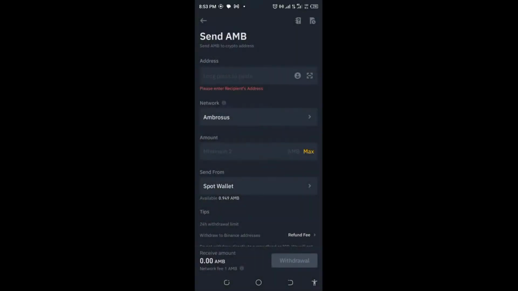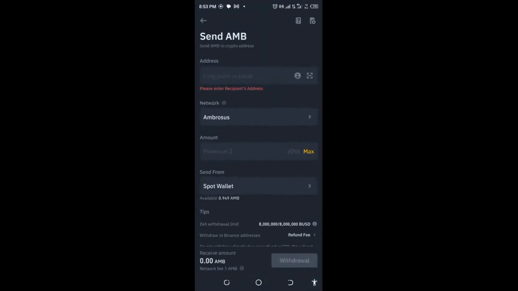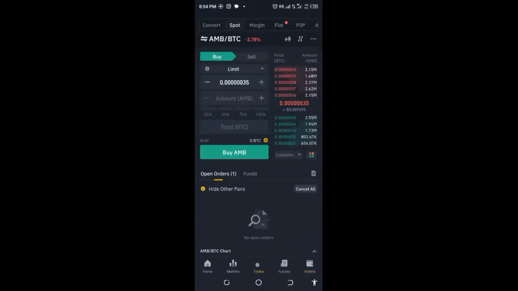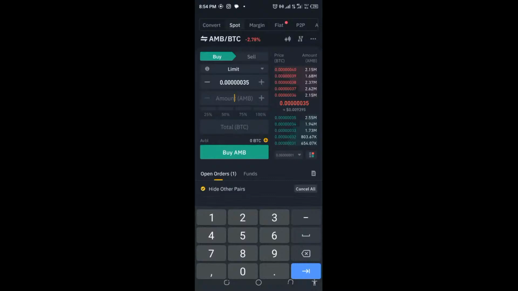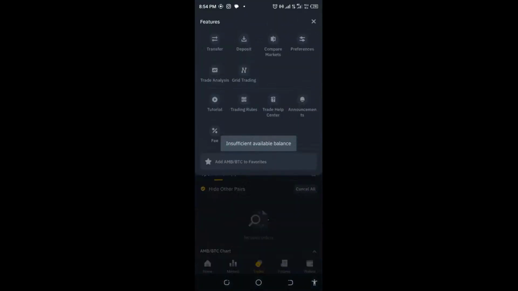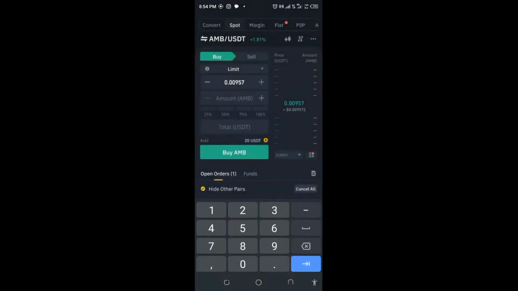What is the network? Okay, it's Ambrosos, and it's one Ambrosos. Okay, that's one AMB. So one AMB is not that much. Let's go back in to see how much one AMB is. If I want to buy one, let's see. Oh, no, this is not where you get it. We're going to get it from the USDT side. So let's put one here. It's really less, not even up to a cent.